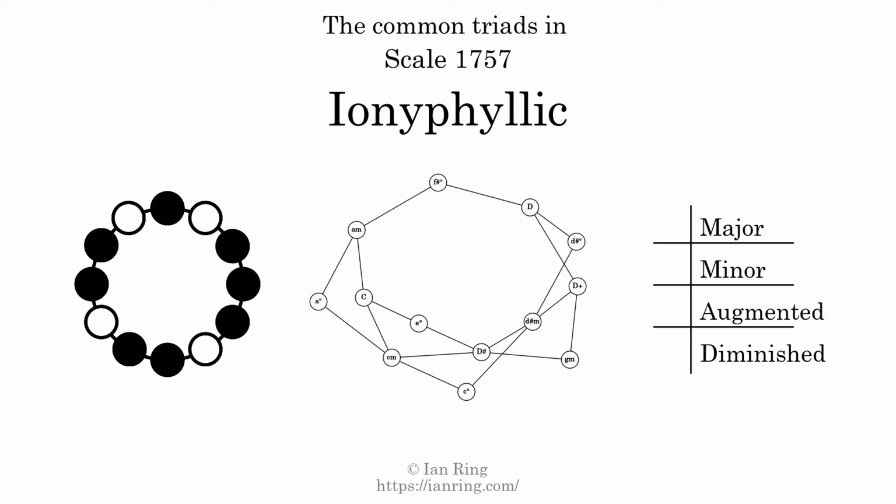Here are the common triads present in this scale. The diagram in the center is a graph of parsimonious voice leading between triads. There are 3 major triads. There are 4 minor triads. There is 1 augmented triad. There are 5 diminished triads. Here is a Hamiltonian path of parsimonious voice leading that uses all the triads.